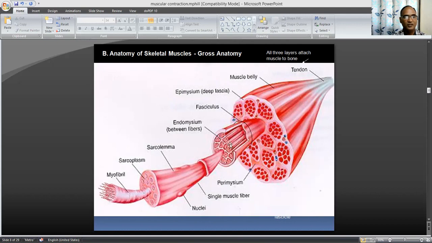When you take out one muscle fiber from the endomysium, there are myofilaments. In the muscle fiber, the outermost layer we call the sarcolemma. After opening the sarcolemma, there is the sarcoplasm and the myofibrils or myofilaments, and in between there are nuclei. The myofibrils contract against each other and make the muscular contraction.